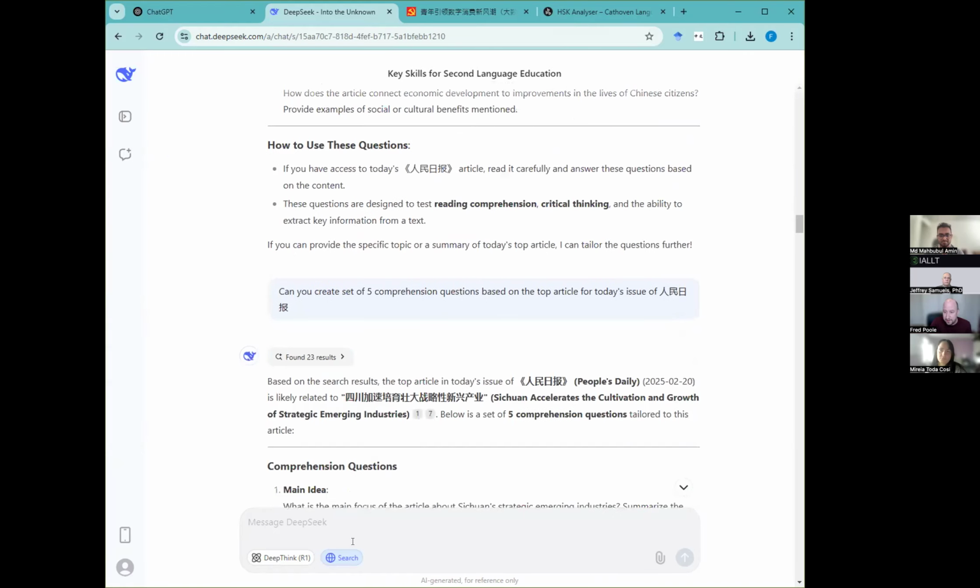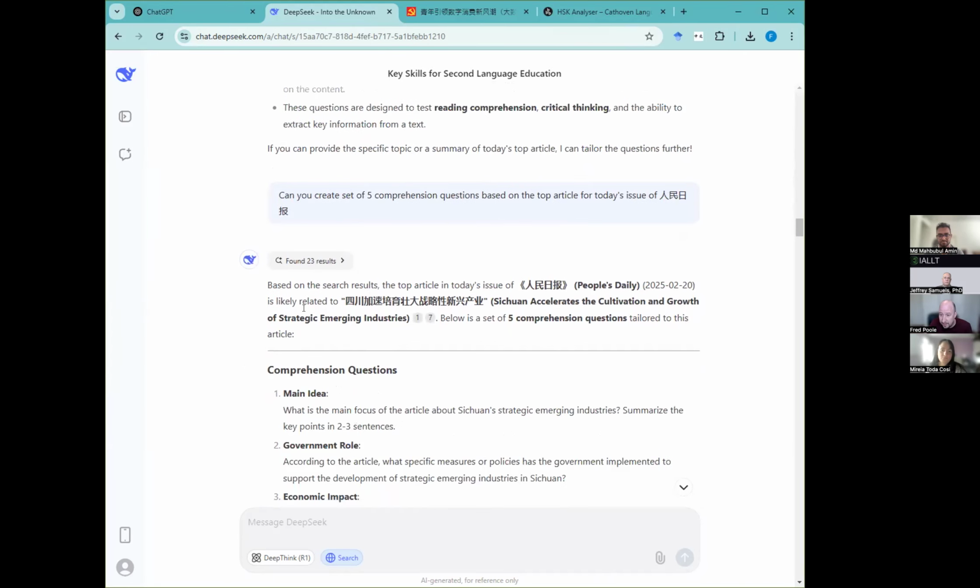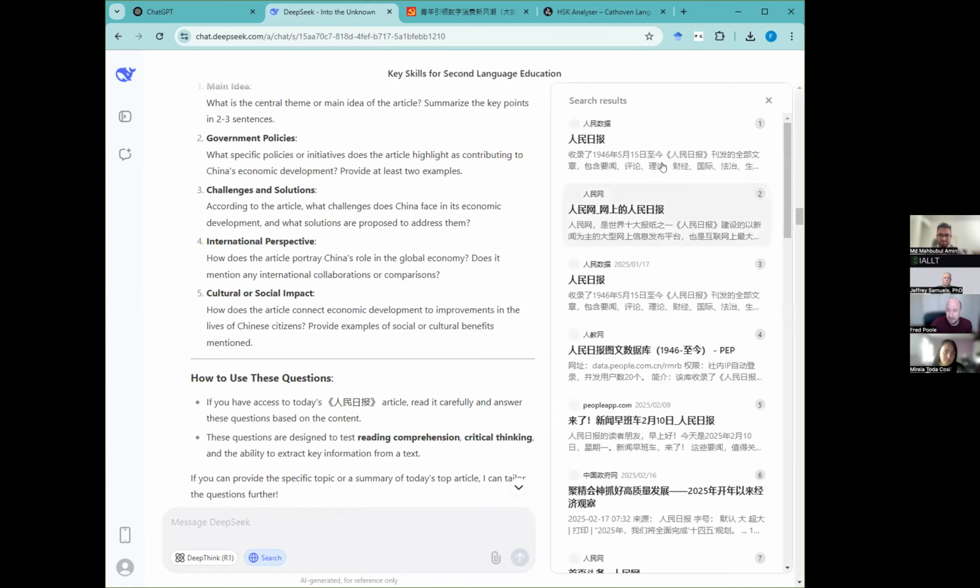And so when I clicked on the search button, it was able to find a recent article about Sichuan accelerating the cultivation and growth of strategic emerging industries within their society. What's interesting about this one is that it actually came from tomorrow, February 20th. It's because China is ahead of us. So apparently there's some articles that have already come out in China. And so this is getting real-time articles and it's pulling from it. And the nice thing about these new functions is that we can, again, get a direct link to where it's pulling from, which is nice.